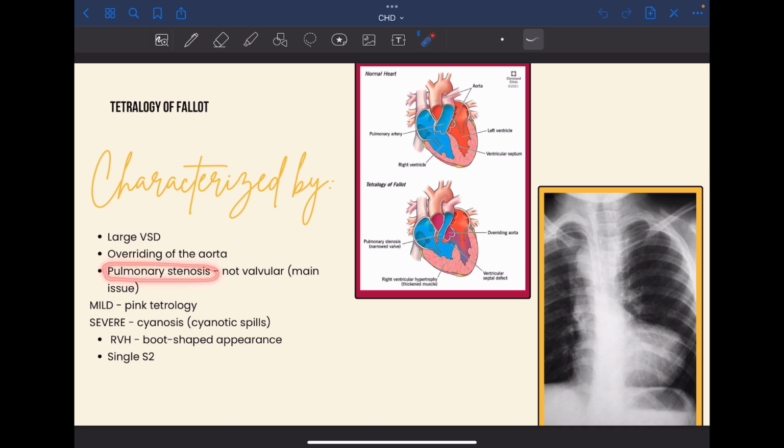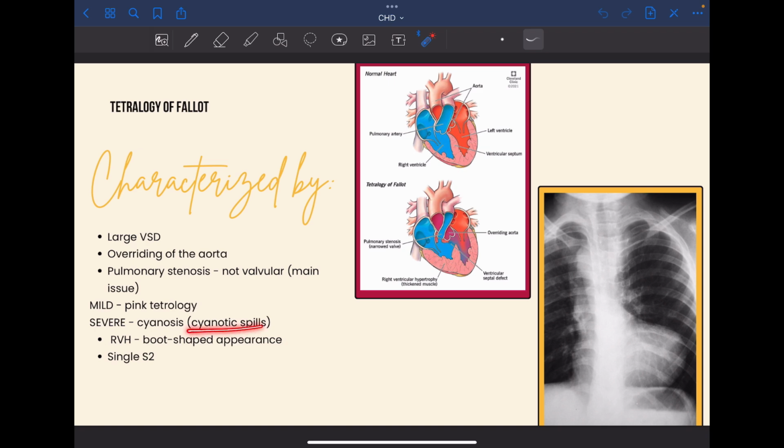The pulmonary stenosis. Now, as we said, the large VSD will not cause any sort of murmur, but what will cause an abnormal sound is the pulmonary stenosis. The valve is so narrow and closed that it will not produce any sounds, and we will only hear an S2 sound because of the closure of the aortic valve. The pulmonary valve will not cause any sounds.